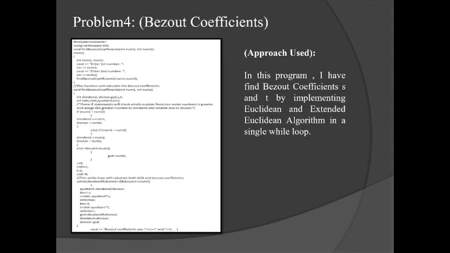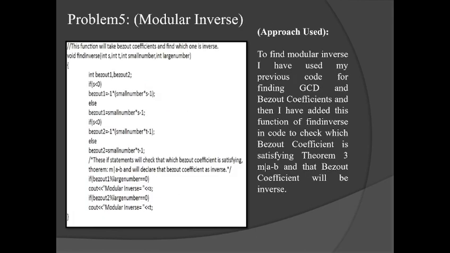Now we will move to problem 4, which is to find Bezout coefficients. In this program, I find the Bezout coefficients S and T by implementing the Euclidean and extended Euclidean algorithm in a single while loop. You can see that in every loop iteration, the values of S, T, and the dividend and divisor are changing, and I control these values using the while loop.